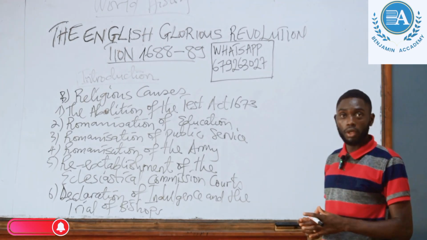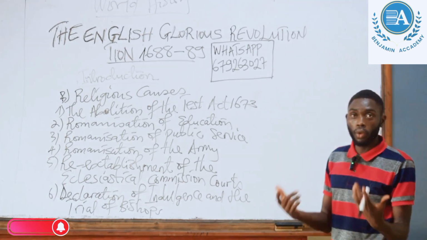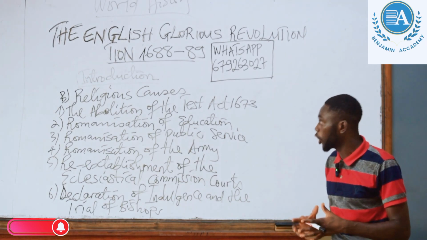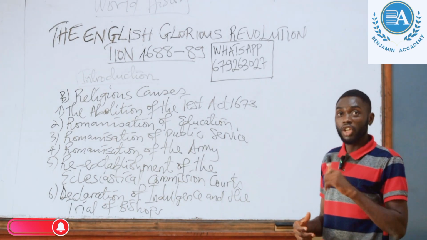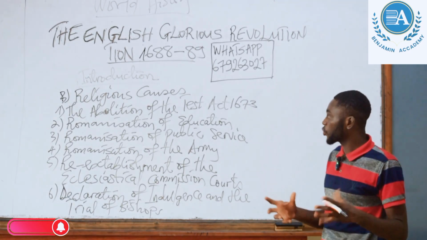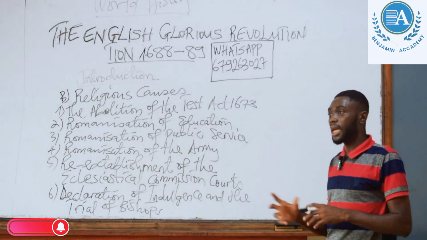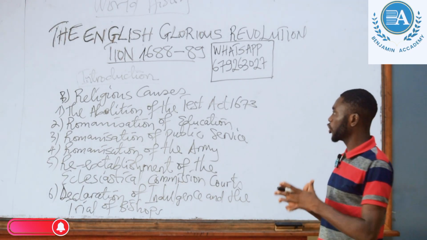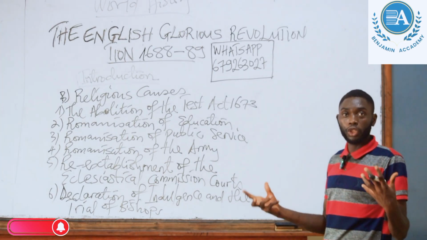In this episode, we are going to be looking at the second group of causes for this revolution, where we'll be talking about religious causes. As we said earlier, this revolution was caused by many political and religious causes. We will be looking at the religious reasons for this revolution.